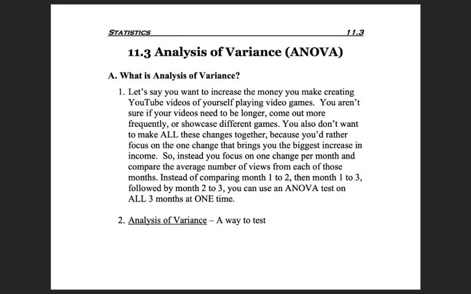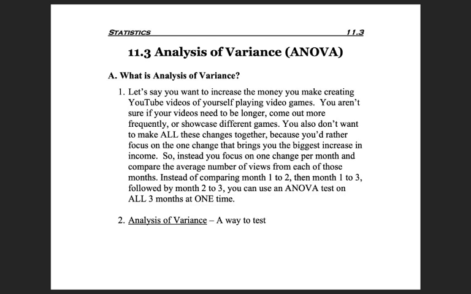So instead, you focus on one change per month and compare the average number of views from each of those months. Instead of comparing month 1 to 2, then month 1 to 3, followed by month 2 to 3, you can use an ANOVA test on all 3 months at one time. Right? In Chapter 9, we learned how to do a paired t-test comparing independent samples, but it can only compare 2 samples. We need to compare 3 samples, and we can do it at one time.